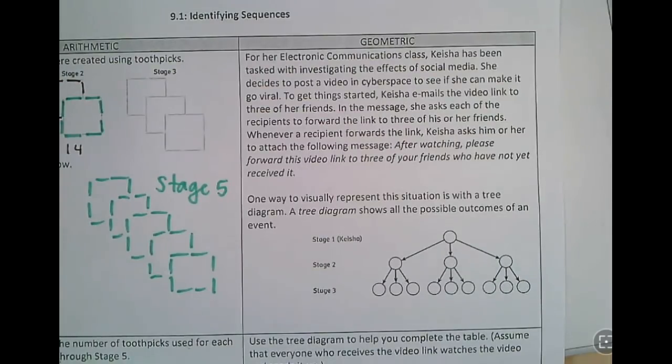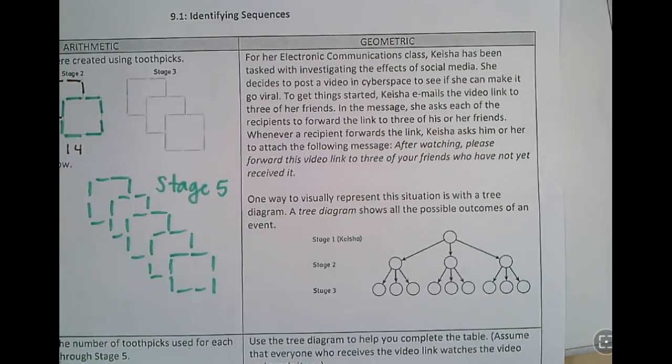Who has gotten one of these messages before? These are very typical. We've seen these before. We've seen them in Facebook. We've seen them through, they used to be called chain emails. But basically, to visualize this, we have a tree diagram. So it shows all the possible outcomes of the event.